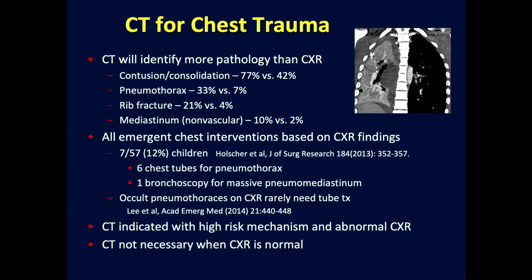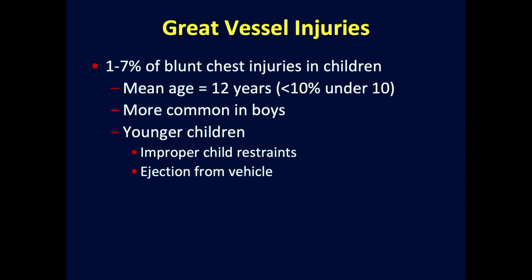So at our institution, our protocol is really that CT is only indicated in the chest after trauma for a high-risk mechanism and an abnormal chest x-ray. And if the chest x-ray is normal, we do not do a CT of the chest. So the pan scan of the body is not a thing in children. We really try to avoid that extra radiation that comes along with it when it really doesn't affect management in very many cases. But what about great vessel injuries, you say?